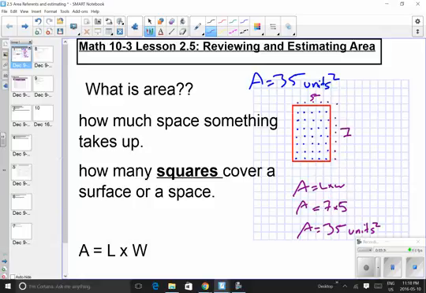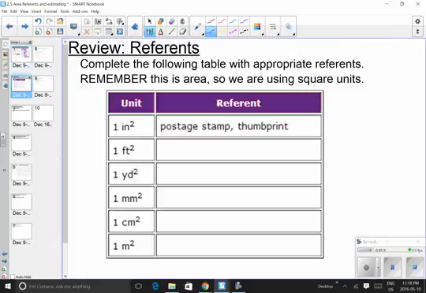Alright, so that's the quickest review ever. Now, I said we'd talk about estimating. So we talked about reference before. This is something concrete you can use to estimate. So for instance, 1 inch squared is about the same size as a postage stamp, but since nobody uses mail anymore, chances are you're more likely to have a thumb with you than you are to have a postage stamp. Right? So your thumbprint is about how much area 1 inch squared is.